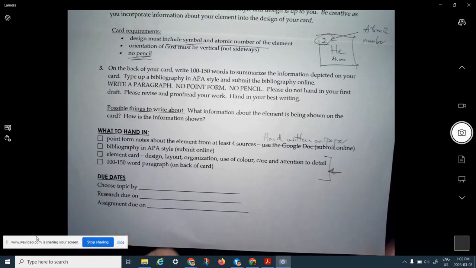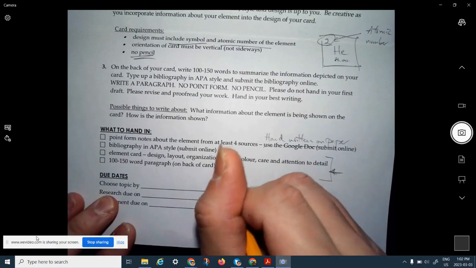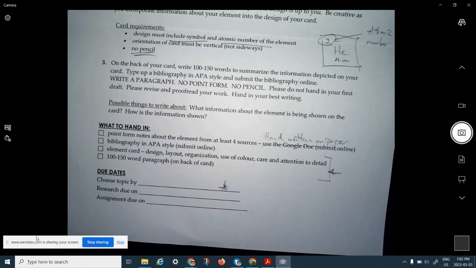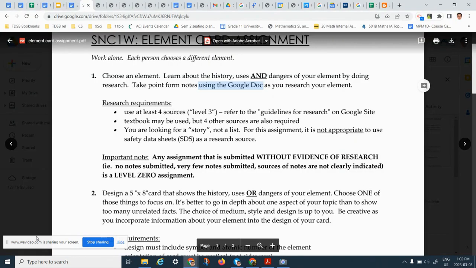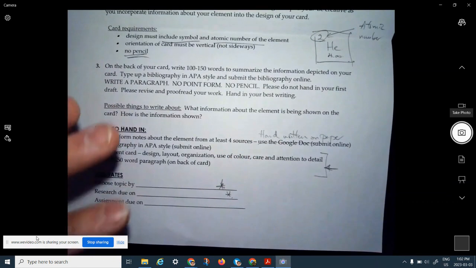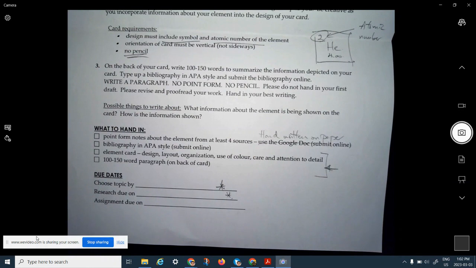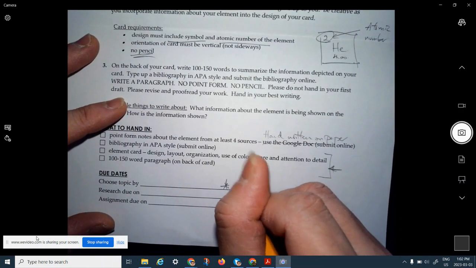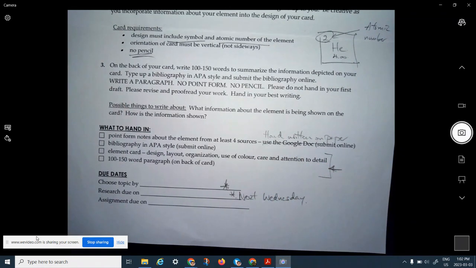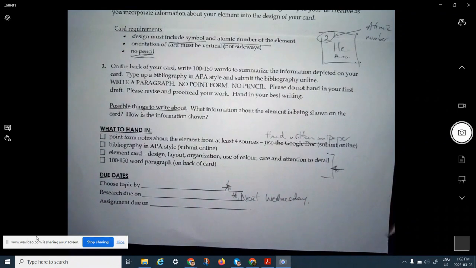Other questions? Yes. What about the due date section? Yeah, so due dates. Topic selection is today. You're going to do that right now. Research is due next Wednesday. I want to see your research notes. So I have Wednesday and perhaps Thursday class to look over them.